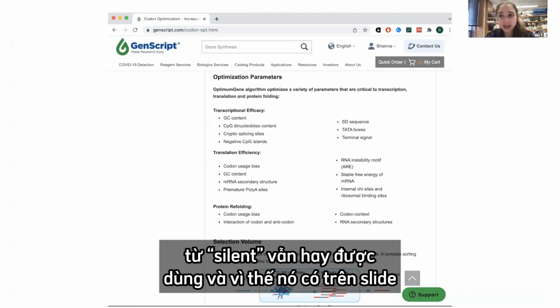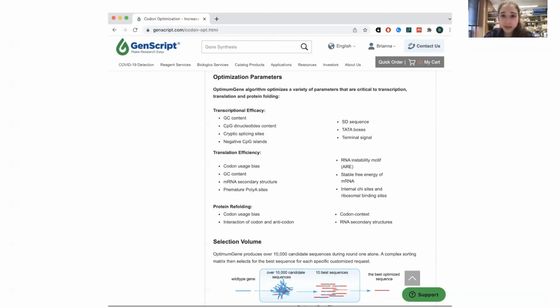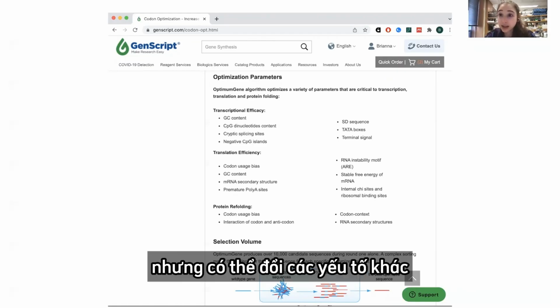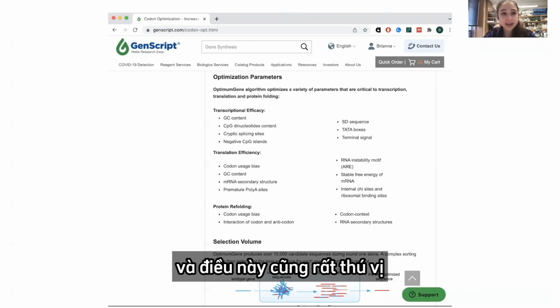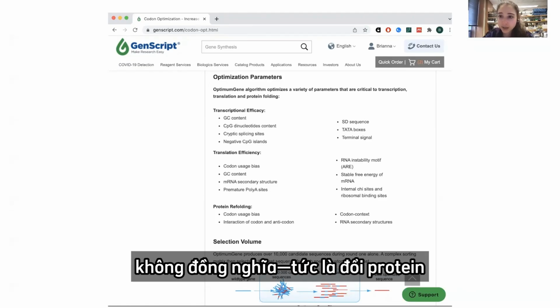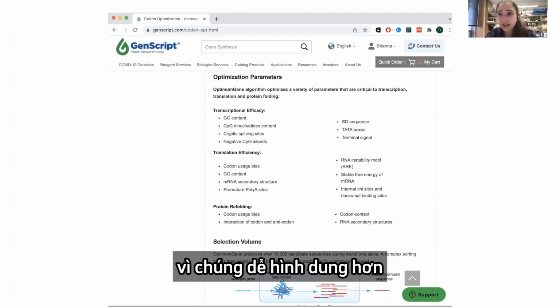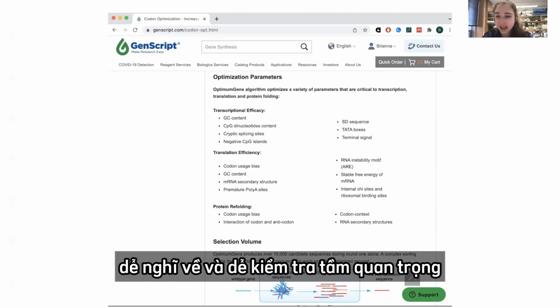Although silent is commonly still used, and that's why it was on that slide, but I'll fix that. And so synonymous mutations, because they're not changing the protein, but they can be changing other things. And this is also just a really fascinating thing, that a lot of the focus is on non-synonymous mutations, so things that change the protein. And that's easier to conceptualize and to think about and to test the importance of various things.